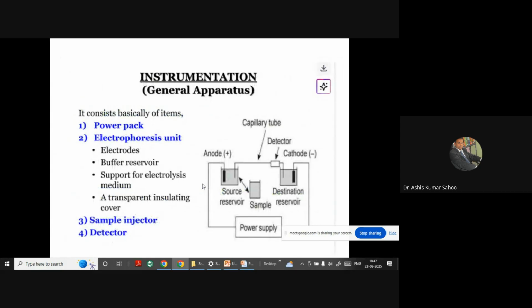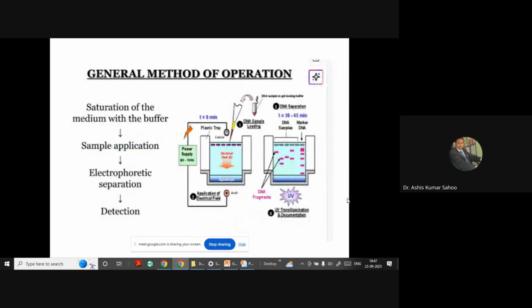Instrumentation in general: for electrophoresis, we should have a power supply and an electrophoresis unit. We should have electrodes, a reservoir, a supporting electrolyte or buffer, a sample injector, and a detector. So these are the total instrumentation, like other separation techniques. General method of operation: preparation of the medium with proper sample application, then electrophoretic separation.